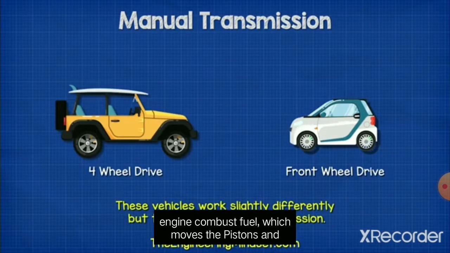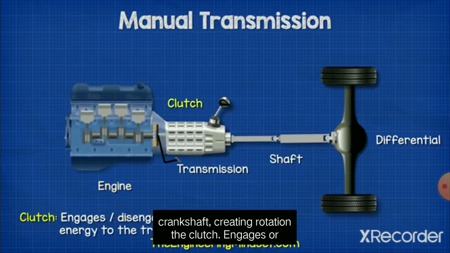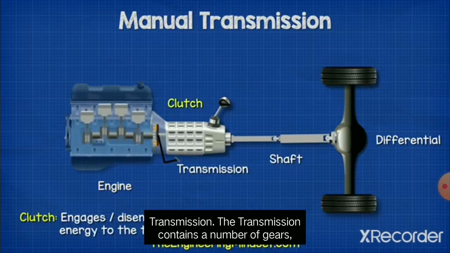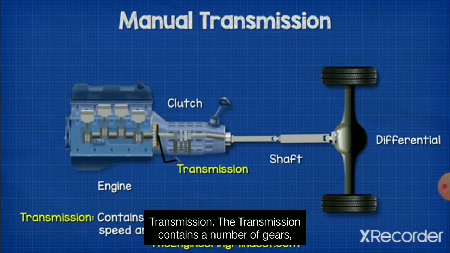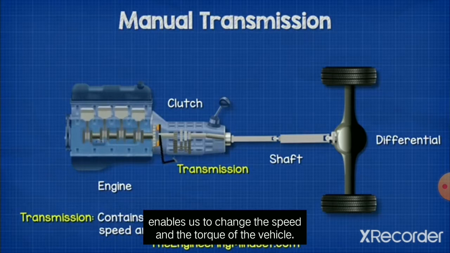The engine combusts fuel, which moves the pistons and crankshaft, creating rotation. The clutch engages or disengages the engine's rotational energy to the transmission. The transmission contains a number of gears, which transfer the power of the engine towards the wheels and enables us to change the speed and the torque of the vehicle.